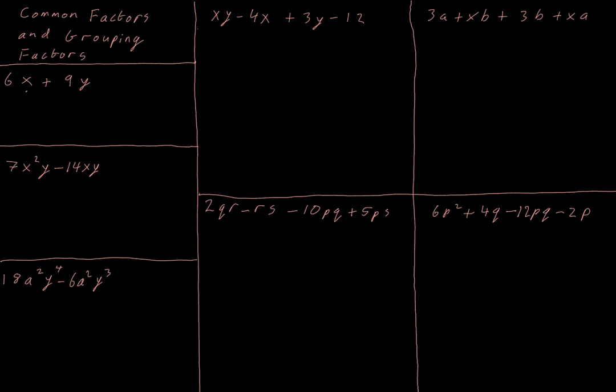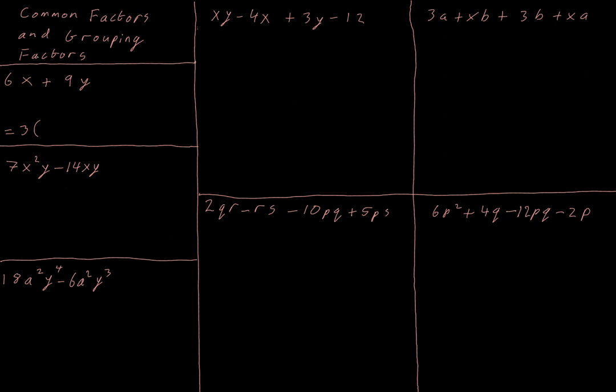So, is there a common factor to these first two terms that we're dealing with in this expression? Well, there is. 3 is a factor of 6, and 3 is a factor of 9. So 3 is a common factor to both of these terms. There's no common factor of the letters in this case, but there is a common factor of the number 3. So what we're going to do is write down the number 3, write down our common factor, and open up a bracket.